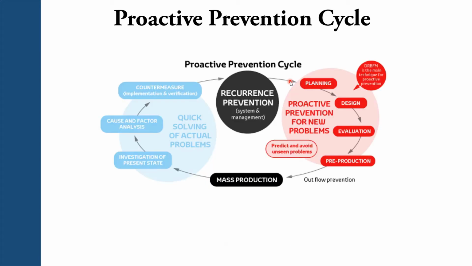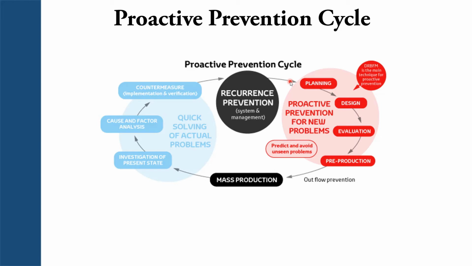So if you want to look at the proactive prevention cycle, firstly you start with the recurrence prevention. So that's related to the system and management. Then you will go to the proactive prevention for the new problems. Now you're having planning, design, evaluation, then pre-production evaluation. This helps you predict and avoid any unseen problem. Then you will go eventually to the mass production to produce the product. And you go back to the cycle of quick solving of actual problems.